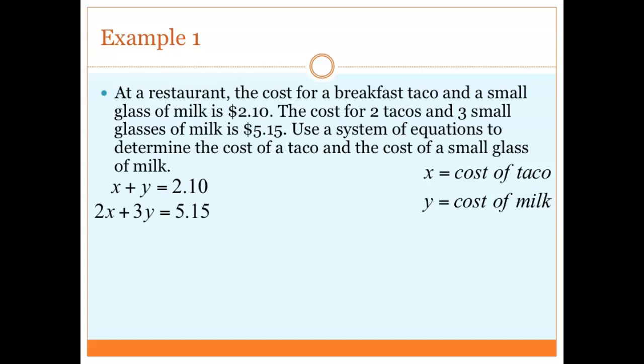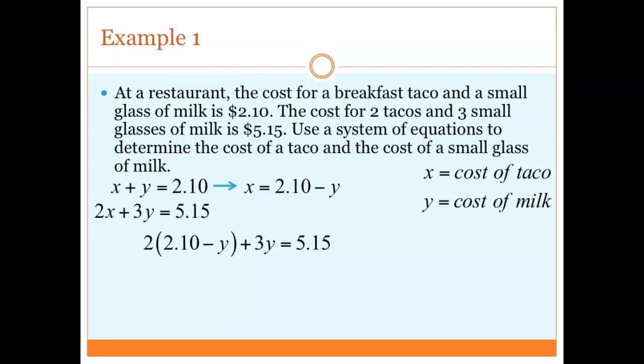So for substitution, I'm going to take the first equation and solve for x. That will be x equals 2.10 minus y. Now I'm going to substitute 2.10 minus y in for x in that second equation. So this will be 2 times (2.10 minus y) plus 3y equals 5.15. Let's go ahead and distribute and simplify.